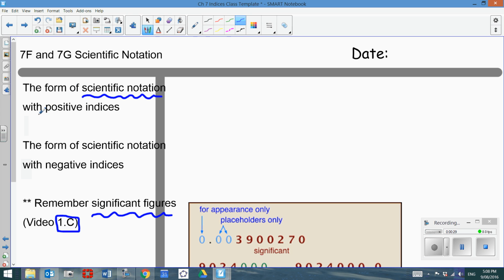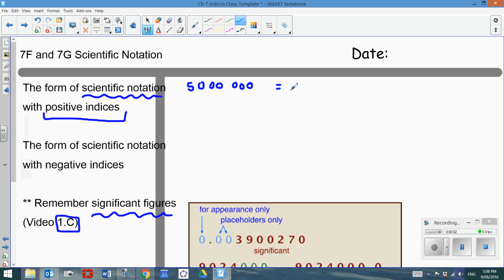So scientific notation, when you write it in terms with positive indices, now that we understand indices a little bit better, scientific notation makes a bit more sense. So for example, if I wanted to write the number 5, let's go with 5 million, all right? That's a lot of zeros to write out.